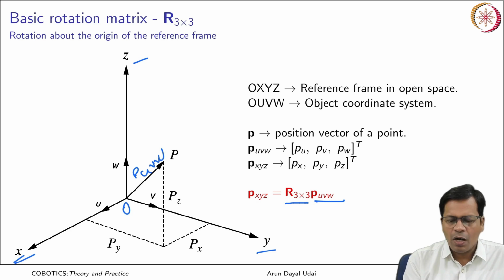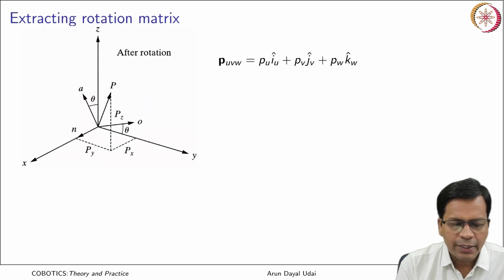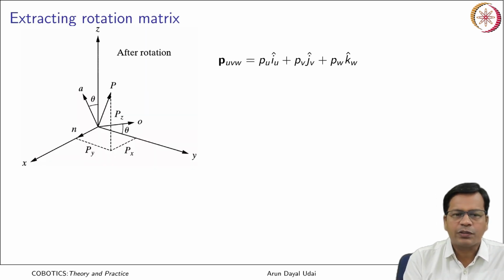The point is now represented in the XYZ frame. After rotation we want the new location of the point to again be represented in the XYZ frame. So PUVW is the initial vector that needs to be rotated using a transformation operator, and the rotated position should be represented again in the XYZ frame. So now let us begin extracting the rotation matrix which can actually do that.